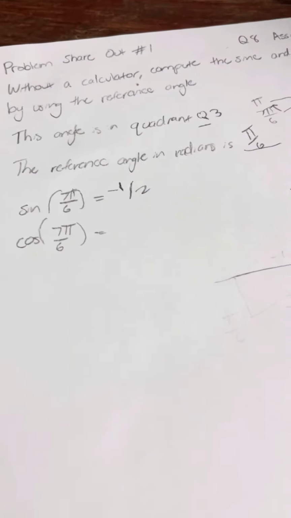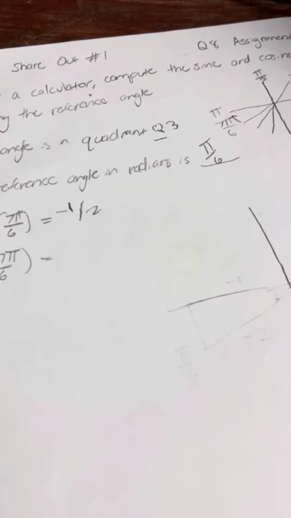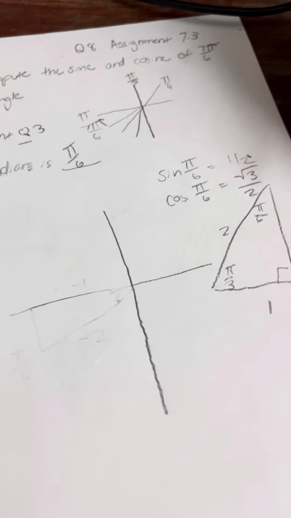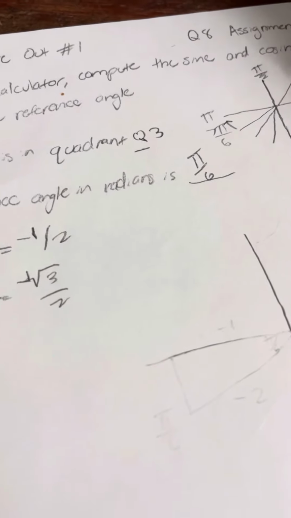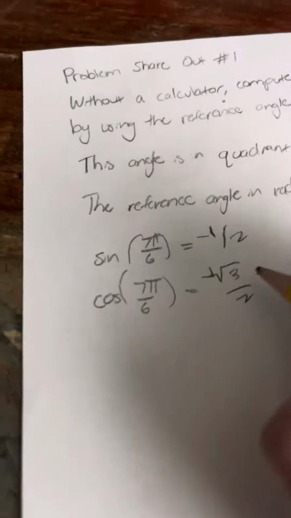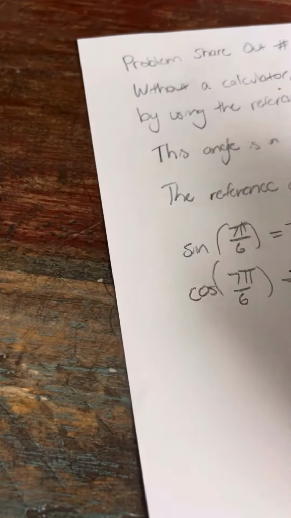And for cosine of 7 pi over 6, we've got to find the adjacent over the hypotenuse. So that would be square root 3 over 2. And then since it's also in quadrant 3 and cosine is only positive in quadrant 1 and quadrant 4, we would write negative square root of 3 over 2.